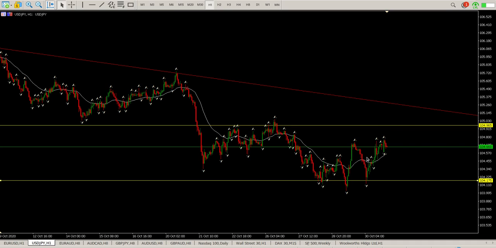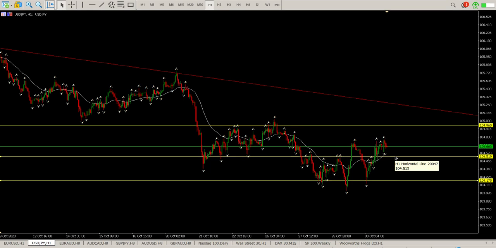Okay, so I think let's just play with that, and what I'm looking for anyway is a retest of 104.516, retest here, and then a move back to 104.965. I think that's going to cap it. I think this is going to be kind of the range that we're in.